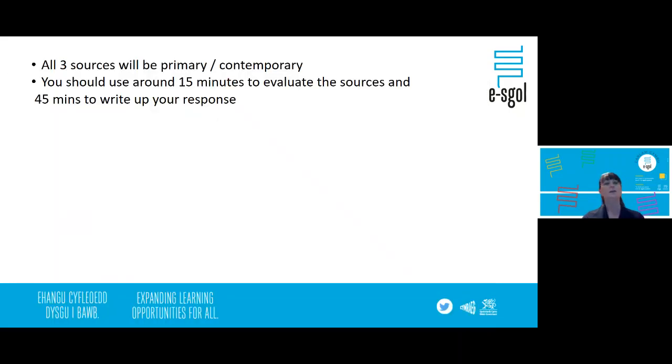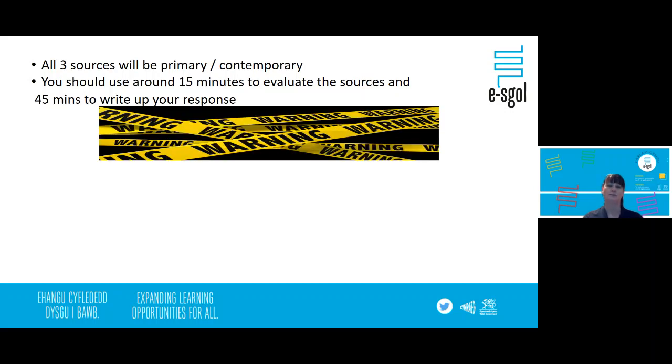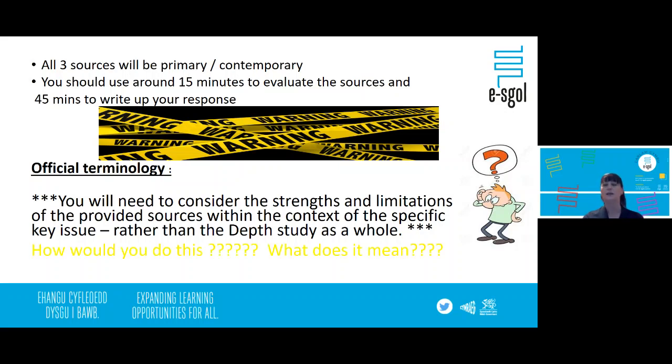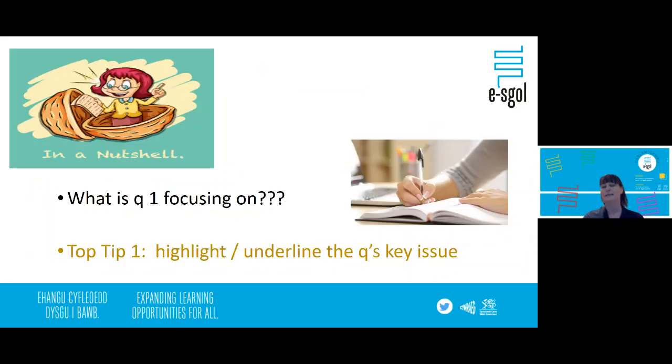So just some information: all 3 sources they give you will be primary, or they'll be contemporary from the time that you're studying. Now, we recommend that you use around 15 minutes to evaluate the sources and then about 45 minutes to actually write up your response. Now, this is from the WJEC, so we've got some official terminology here, and it says you will need to consider the strengths and limitations of the provided sources within the context of the specific key issue rather than the depth study as a whole. So how would we do this and what exactly does it mean? Well, basically what it means is you need to focus on the question it is asking you.